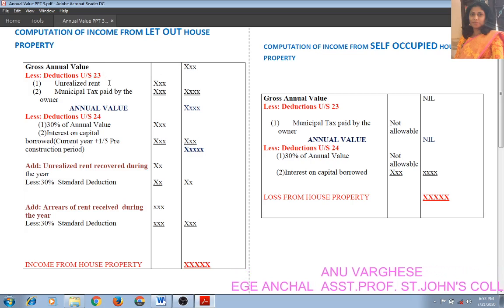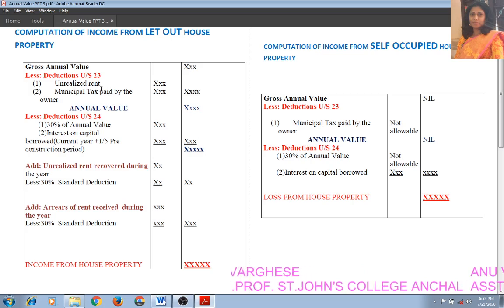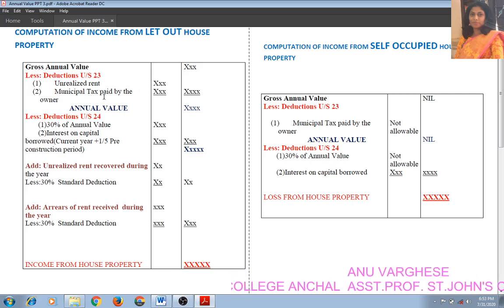From that you have to deduct 2 items. First one, unrealized rent. What is unrealized rent? Unrealized rent means rent that couldn't be realized from the tenant. Okay, that you have to write here. Next one is municipal tax paid by owner.